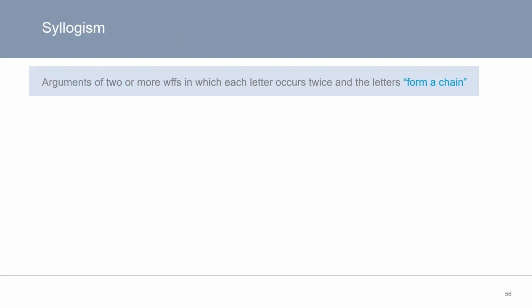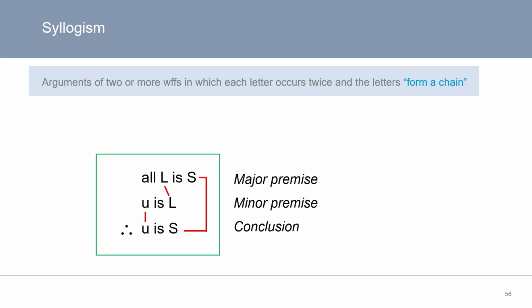This brings us to the syllogism, which are arguments that include 2 or more well-formed formulas in which each letter occurs twice, and the letters together form a chain. We can see an example of this here, similar to the arguments we've seen previously. We have 2 premises, which we refer to here as the major and minor premises, followed by a conclusion. We can see that the letter capital L occurs twice, forming part of a chain. And this is also true for the letters lowercase u and capital S.